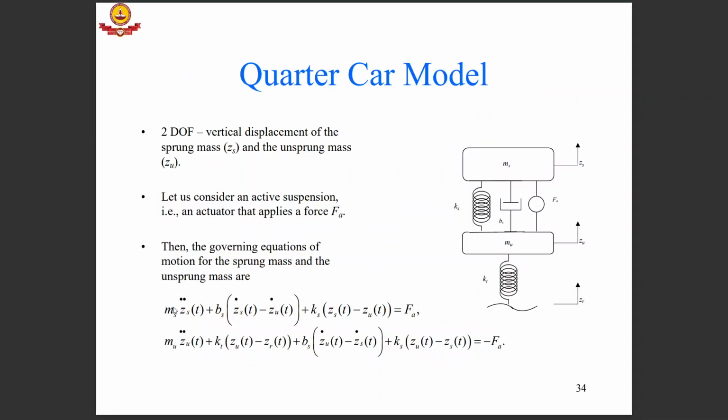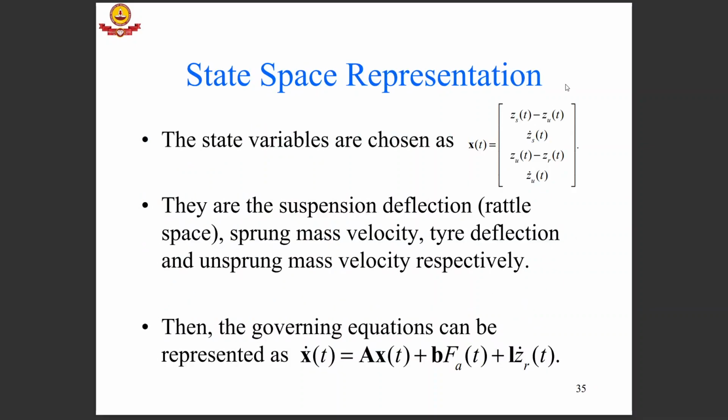So this is how we can write the governing equations for sprung mass as well as unsprung mass by drawing the free body diagram, and these can be written into a state space form where state variables are chosen like this. Zs minus Zu, that is one variable, Zs dot, Zu minus Zr, and Zu dot. So they are the suspension deflection, sprung mass velocity, tire deflection, and unsprung mass velocity respectively.